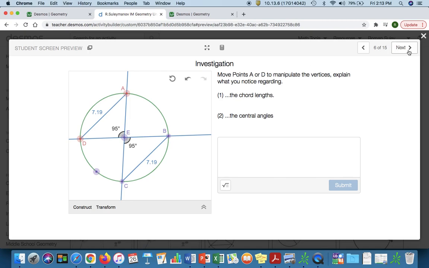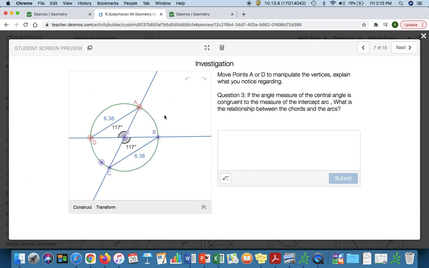So from this, as I build on this activity, again, on the next slide, I would have students think about the question of what's the relationships with the chords and arcs by giving them the definition of a central angle being congruent to the measure of the arc that it intercepts. And again, this is a great idea for investigation.